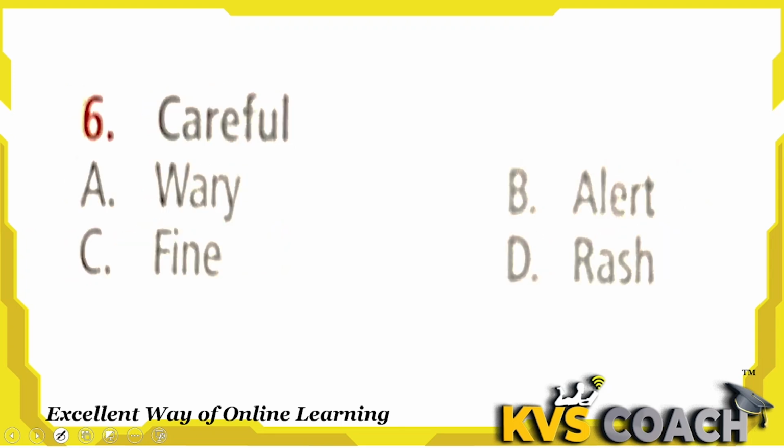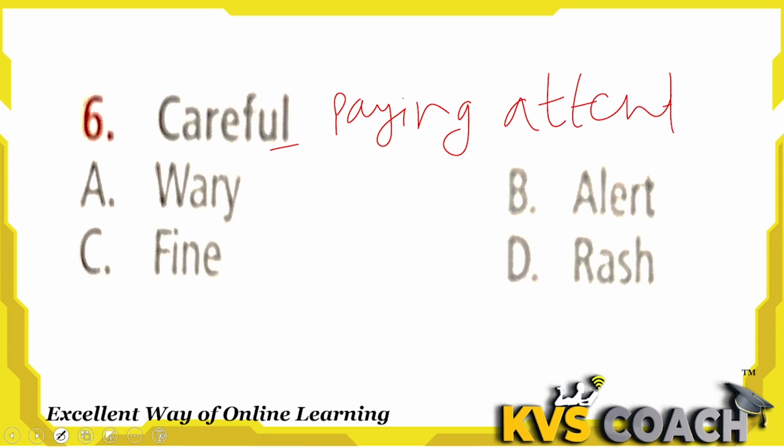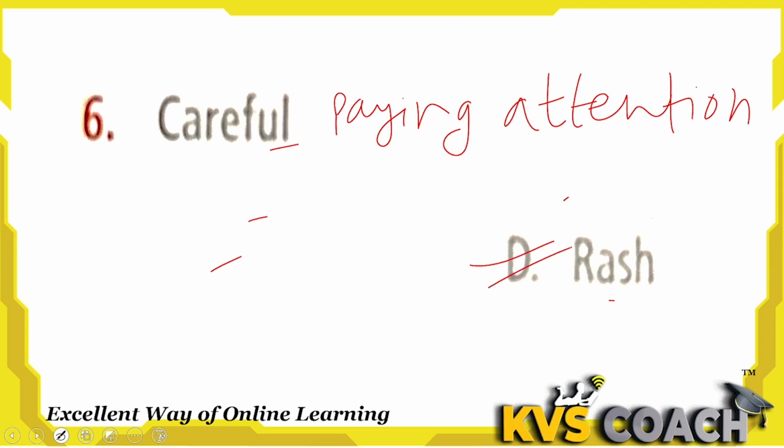Next question is careful. Careful is a person who is paying attention to something. Okay, that is paying attention. That is called careful. Okay, so what will be the opposite of careful? That is a rash person. Okay, rash, a not caring person. Alert means paying attention, or careful person, fine, wary, they all are careful. But rash is the not careful person. So option D is the right answer here.